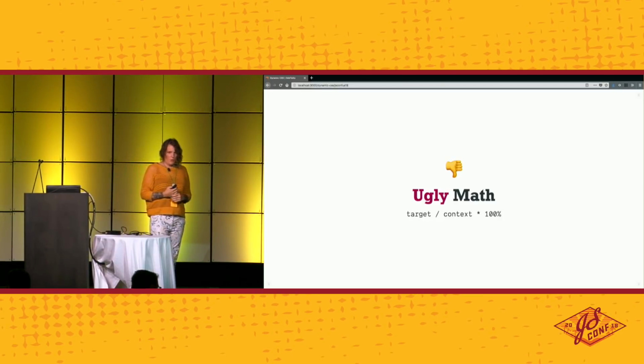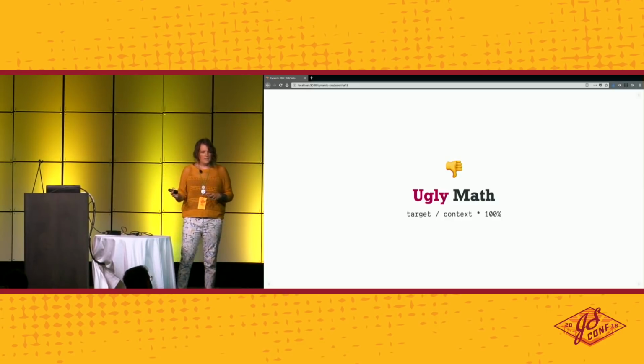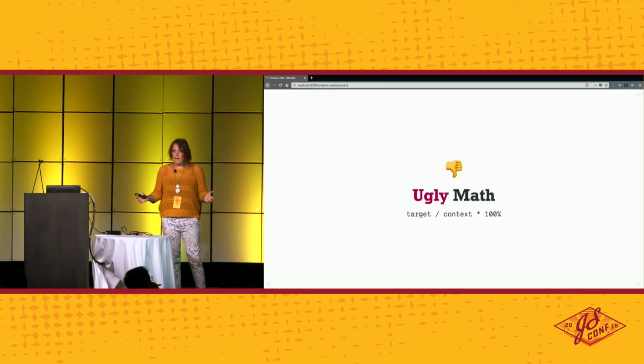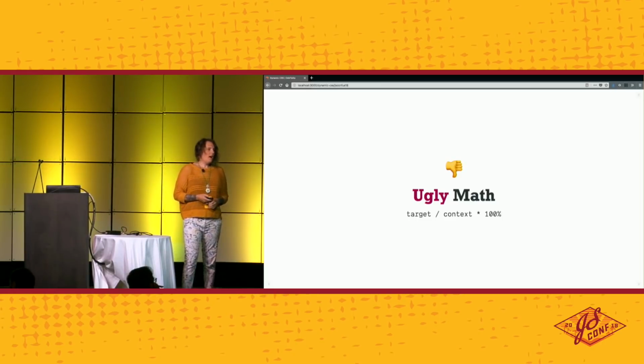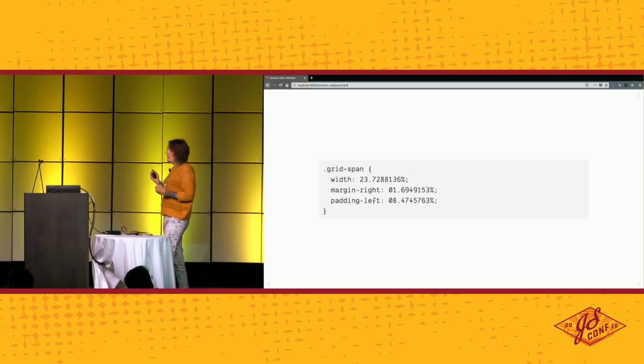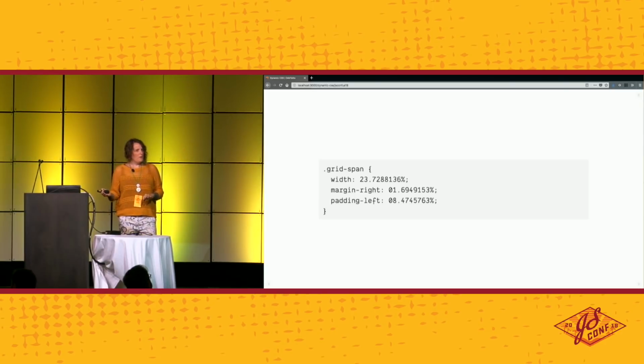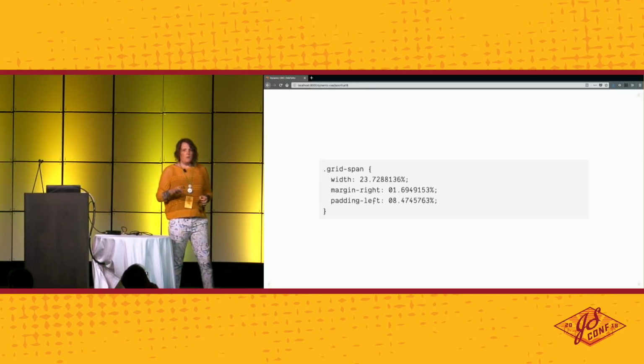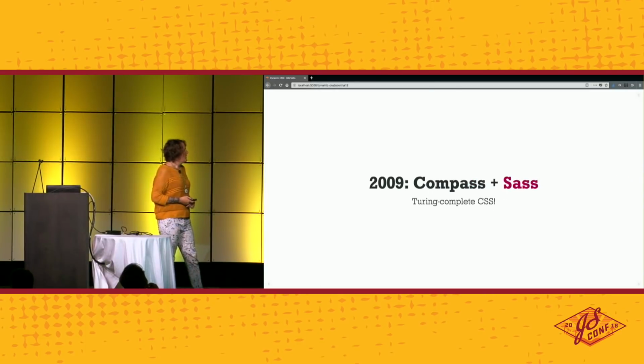I used her system quite a bit, but the math was really ugly. I simplified it here: target divided by context times 100%. That's how you do fluid math. But figuring out what context and target is, once you include gutters, can be very complex. And at that point, we didn't have Sass, so actually I think it existed, but nobody knew about it. So my CSS looked like this. I was typing that into a calculator and then copying and pasting it, and nobody had any idea what my CSS meant. There's no way to know what that's for.